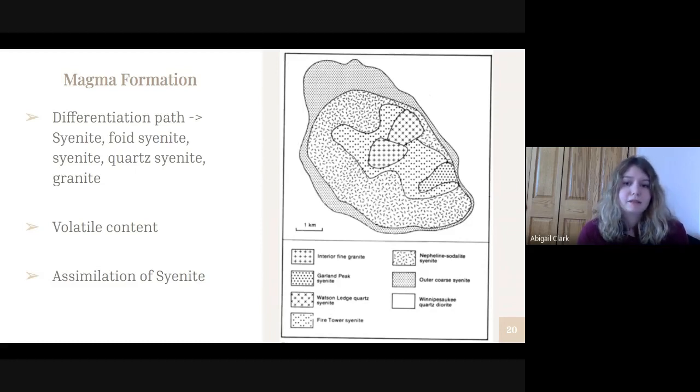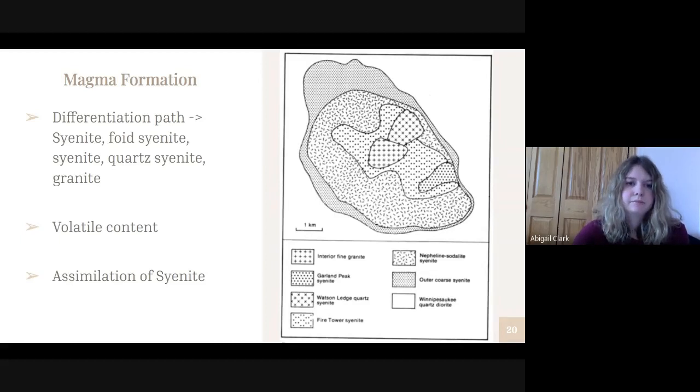And as these magmas were intruding, they were assimilating more syenite and alkalis and eventually quartz, because out here in this white area, we have a quartz diorite. So this quartz syenite probably assimilated much more of the quartz diorite than some of the other rocks. But we have a contamination of the magma as it assimilates, and it absorbs more potassium and sodium from the rocks that have already intruded.